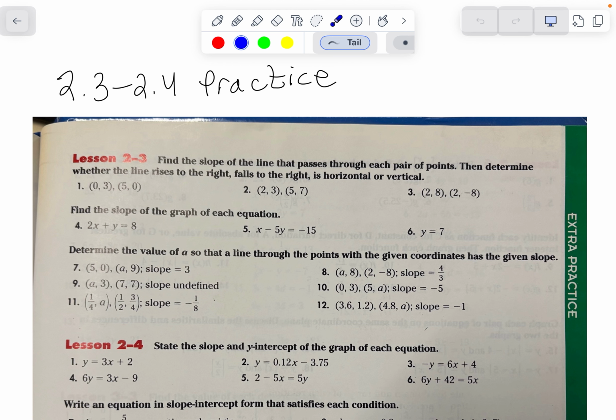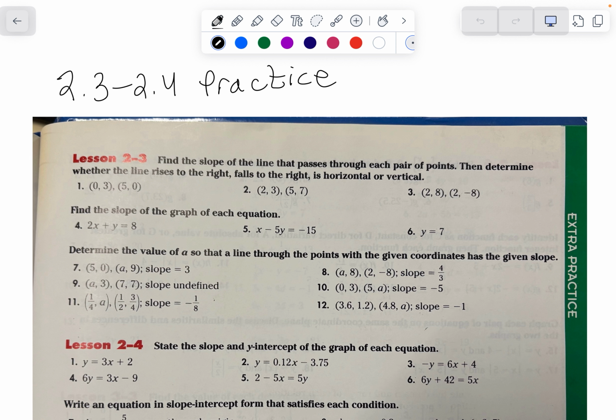So 2324 practice, top of your paper. You're not going to need graph paper, just normal paper. We're going to do a little bit from each just so we know that we're on the right track. We are starting to get a little closer to the end of the chapter. So as we do that, we got to make sure we understand how everything works. So let's take a look at problem 1, 2, and 3.